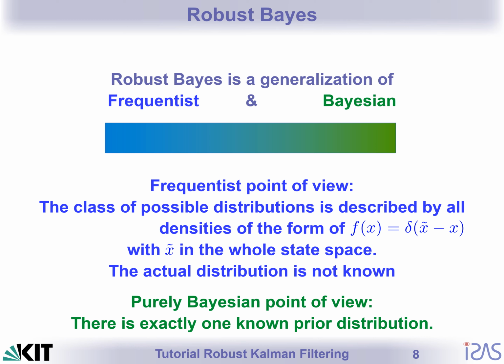In the purely Bayesian point of view, you have just one prior distribution. So there is just one, whereas in the frequentist you have infinitely many without any stochastic uncertainty. This is how you can interpret this.